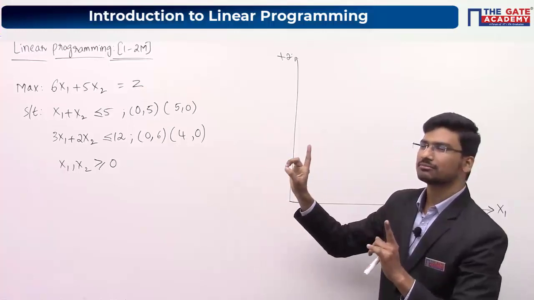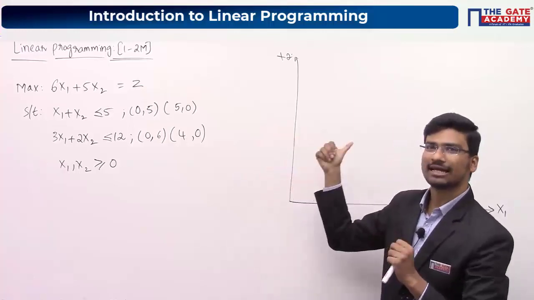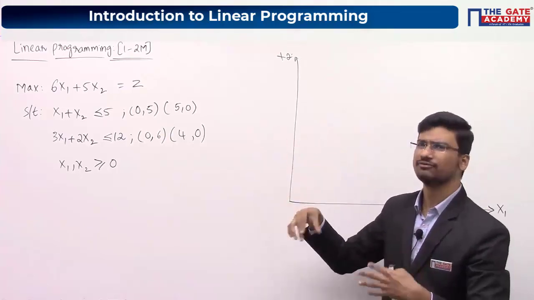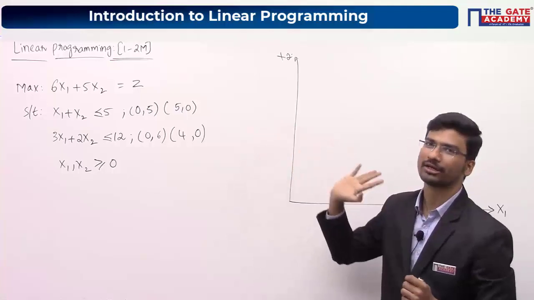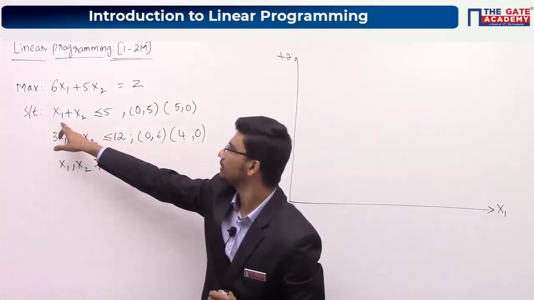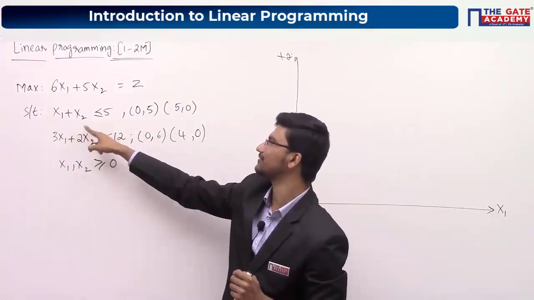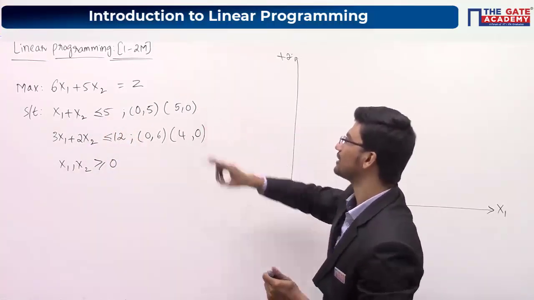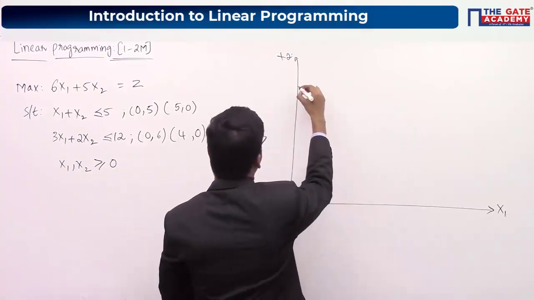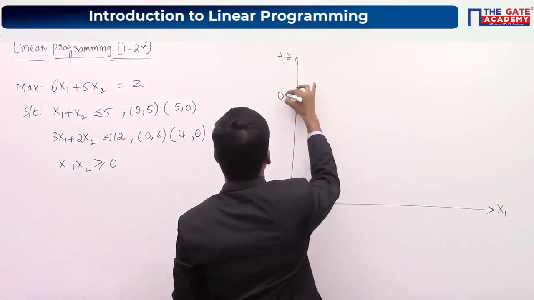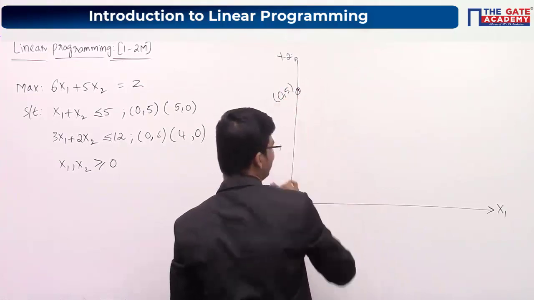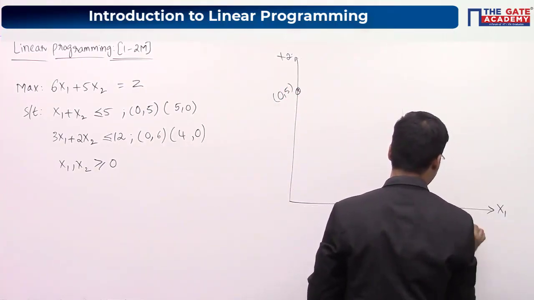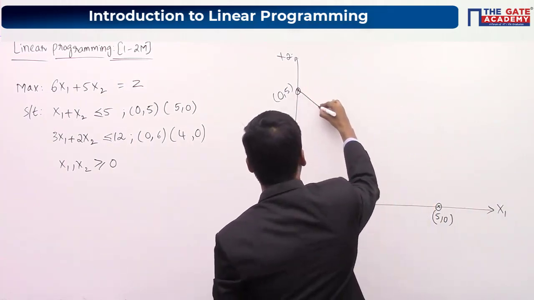So you cannot plot the inequalities directly in the graph, so we are plotting the straight lines first. To plot a straight line, we need at least two points. We found the points: put x1 equal to 0, x2 will be 5; put x2 equal to 0, x1 will be 5. Similarly, calculate the points for the second one also. Now let's plot the first constraint: 0, 5 is on this axis, somewhere here, and 5, 0 is somewhere here. Now join these two points.